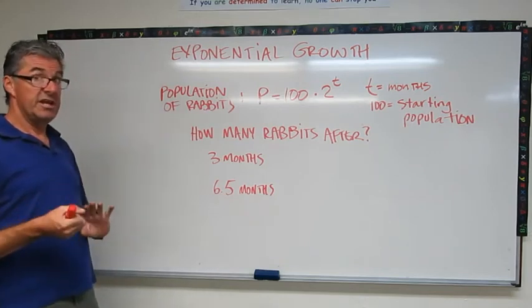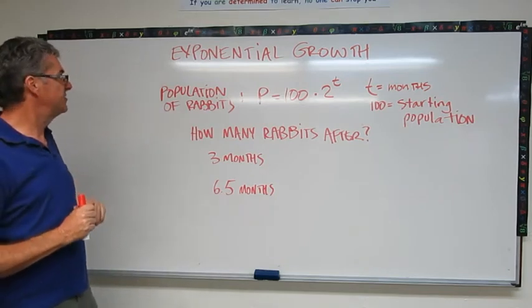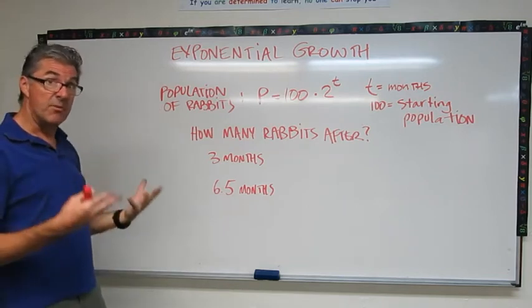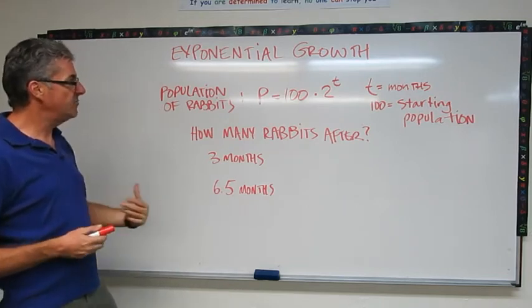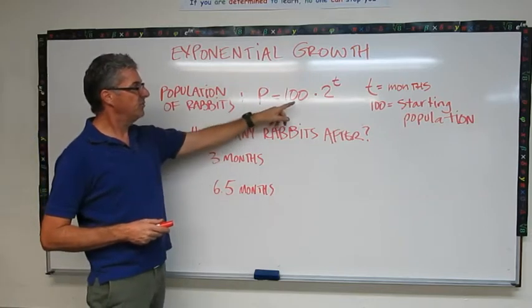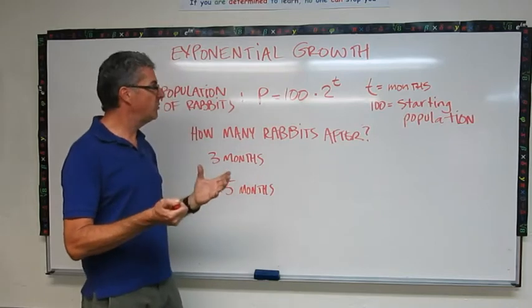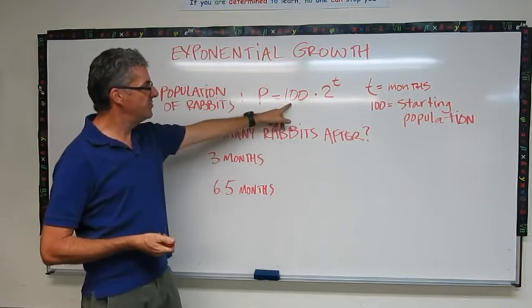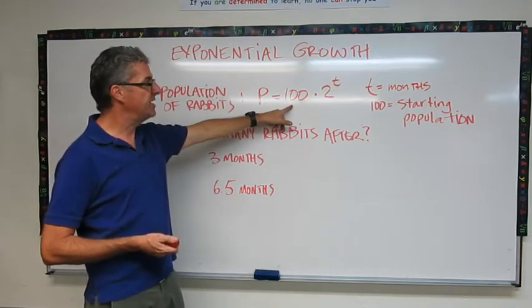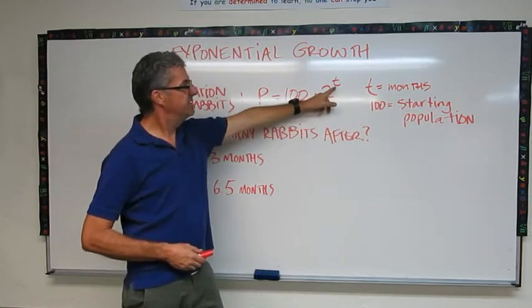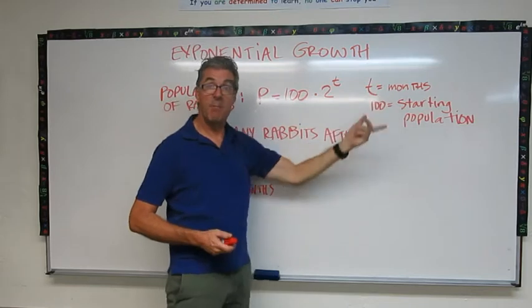You're going to get an equation for all of these kinds of situations. This one is the population of rabbits, which is the number of rabbits that we have, given by this equation: P equals 100 times 2 to the t. So let's take a look at what we've got here. 100 is my starting population, and in 2 to the t, t is the time passed in months.